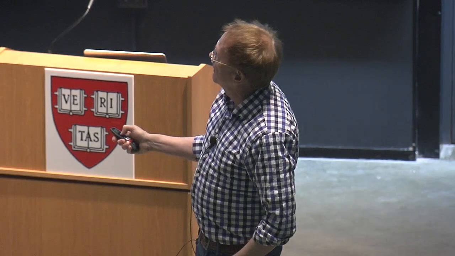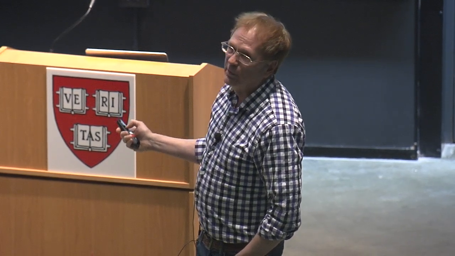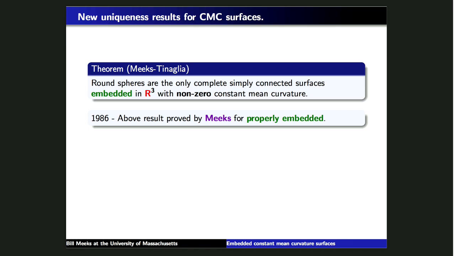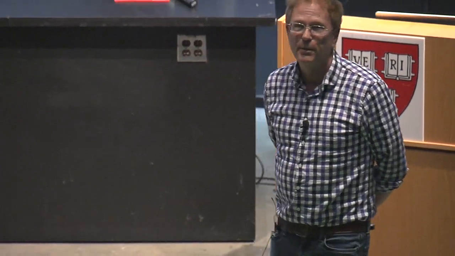So here's our example that's not simply connected. Here's an immersion of the plane, a conformal immersion of the plane into space, but it's not an embedding, with constant mean curvature. So the answer is yes, or no, depending on your point of view. The only simply connected constant mean curvature embedded surfaces, non-zero constant mean curvature, are round spheres. There are no planes. You can't put planes into space in a complete injective way.